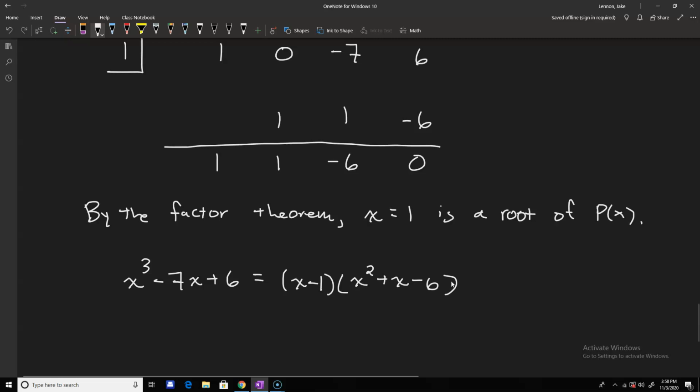And then if you wanted to go one step further, x squared plus x minus 6 is a quadratic that you should know how to factor. So you could actually go ahead and find all the roots of that degree 3 polynomial. Okay, so that's pretty much it for the synthetic division.